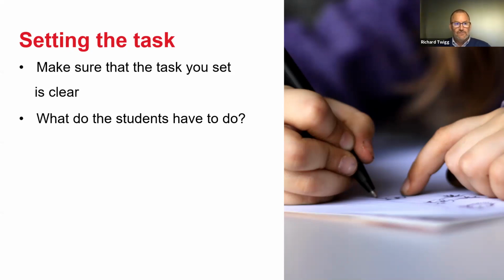Do the students know what they have to do? So what do the students have to do? Do they have to write a report, a review, an essay? Is it something they're familiar with? Are they familiar with that particular genre?